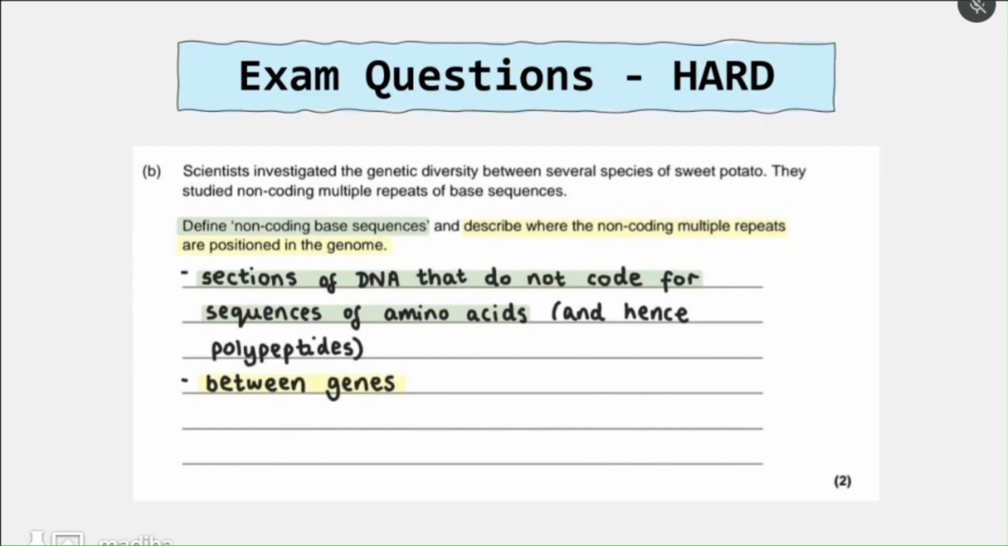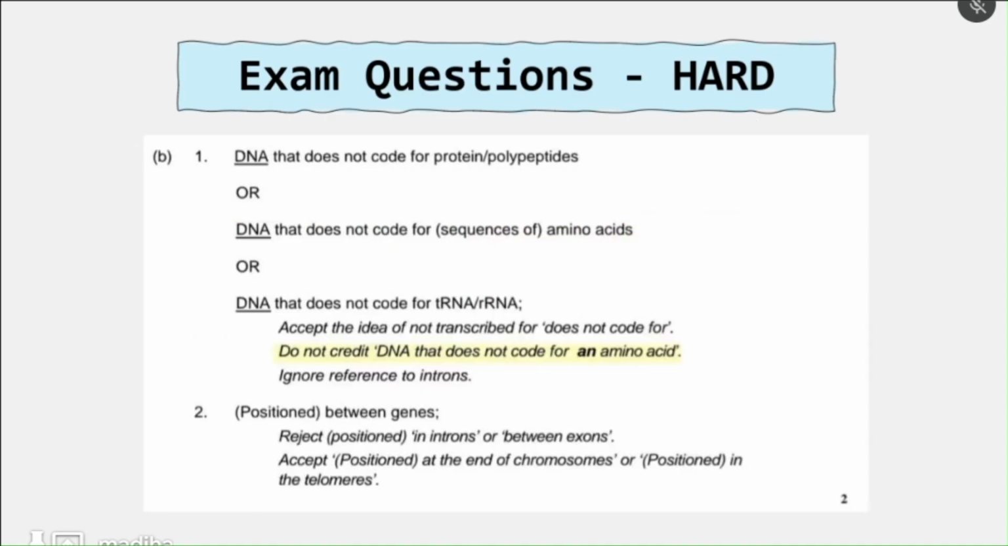So non-coding base sequences. We talked about how you've got genes, and in your genes you've got introns and exons, and in between genes you've got the non-coding multiple repeats. We said that they are sections of DNA that do not code for sequences of amino acids, and hence polypeptides. And they are between genes. So these are the 2 marking points that you had to get. Hopefully you got those. Let's break down the mark scheme.